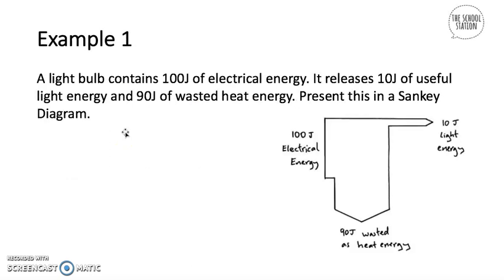So now I'm just going to quickly show you guys an example of how to do this. I have a question over here which says a light bulb contains 100 joules of electrical energy. It releases 10 joules of useful light energy and 90 joules of wasted heat energy. Present this in a Sankey diagram. As you can see, I've already shown you the answer because I want you to really understand. So we have 100 joules of electrical energy, and that's what you're putting in. That's basically 100%, and then it releases 10 joules of useful light energy.